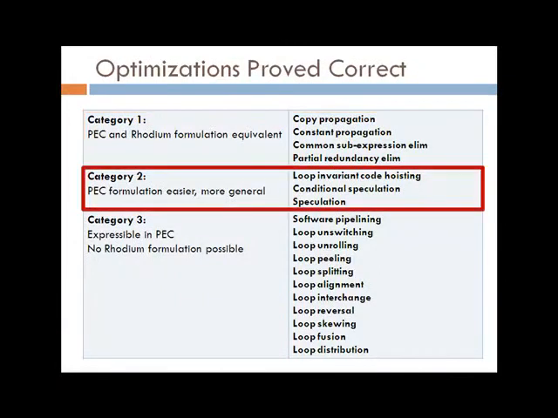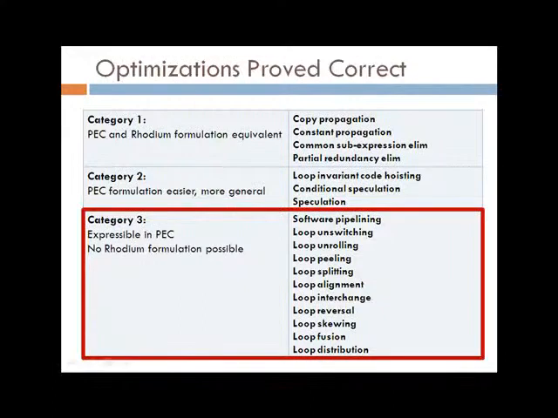The second category includes optimizations where the PEC formulation is more general and easier to express than the corresponding Rhodium version. For example, in PEC, loop invariant code hoisting is fairly straightforward, but in Rhodium it requires a carefully crafted sequence of insertions and deletions that each transform a single statement. Furthermore, the PEC approach can hoist large pieces of code, including conditionals and even loops, while Rhodium is limited to lifting single statements of straight-line code.